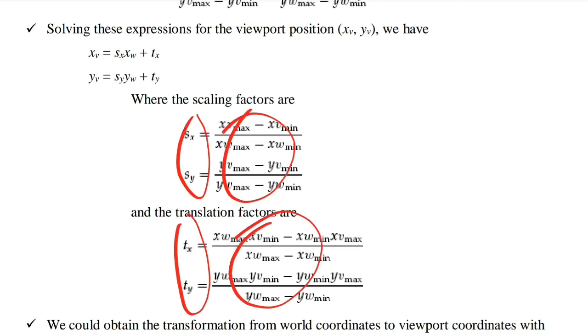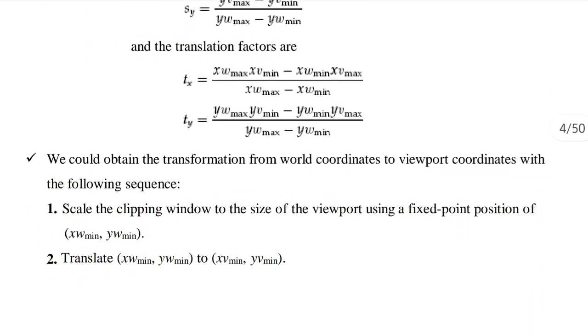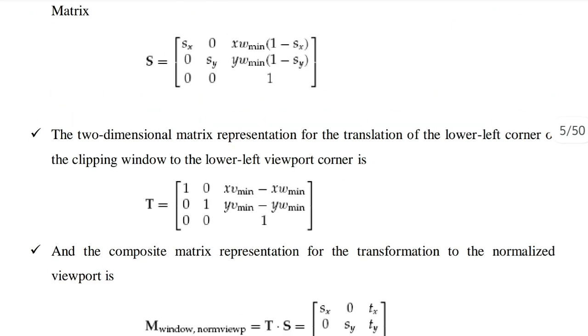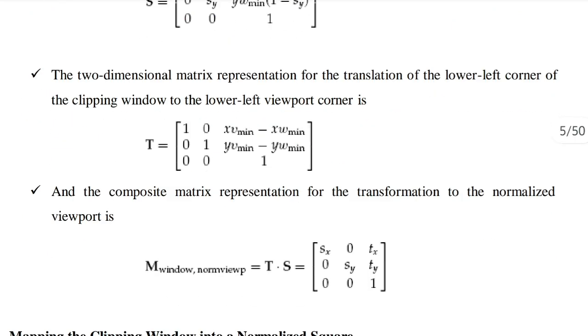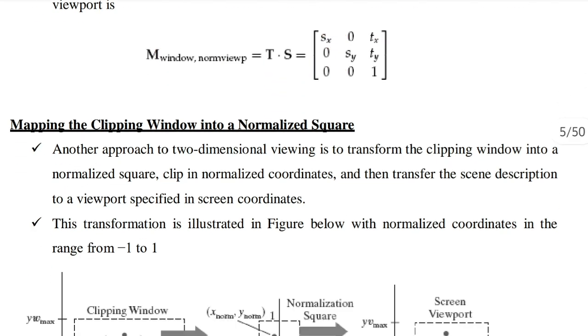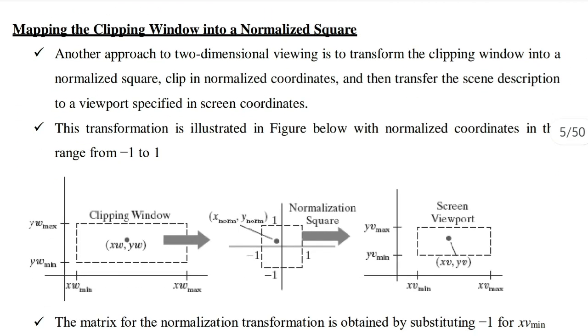Means how much scaling is to be done, how much translation is to be done, that we will calculate that way. Okay, and this is in the matrix form, it will look like this, and if you do both together it will look like this. Okay, so mapping the clipping window into a normalized square.